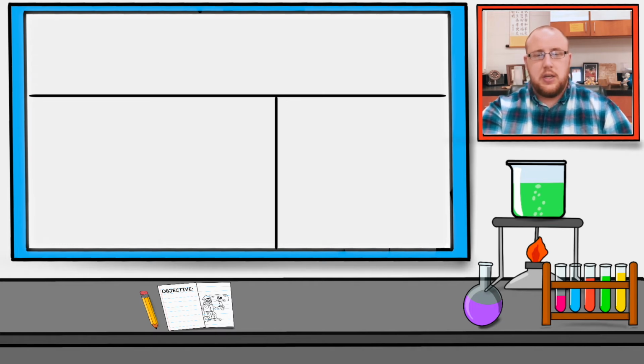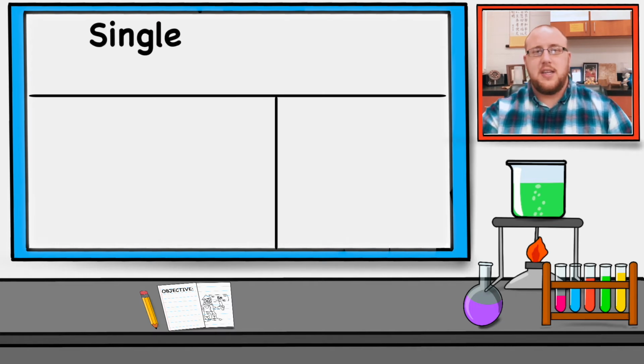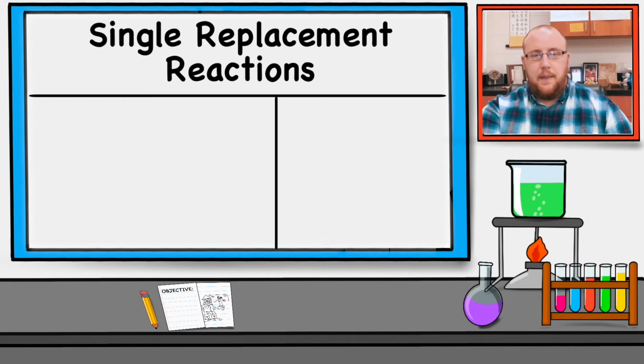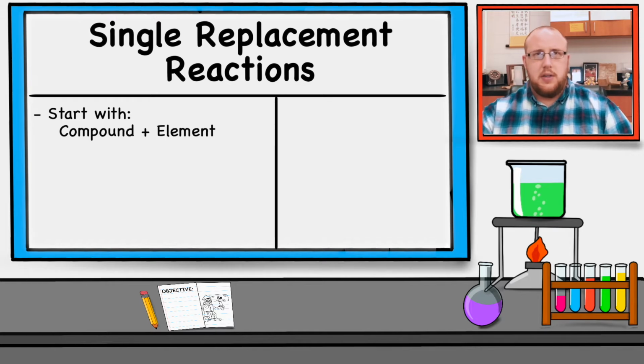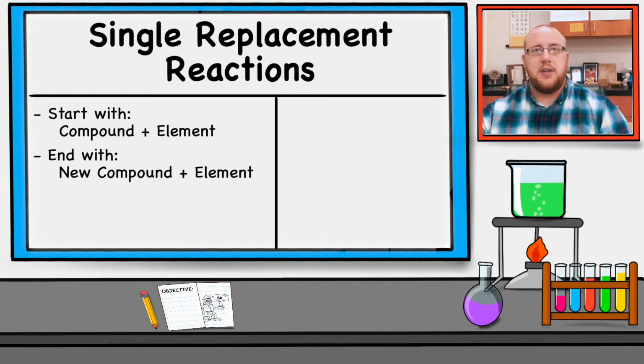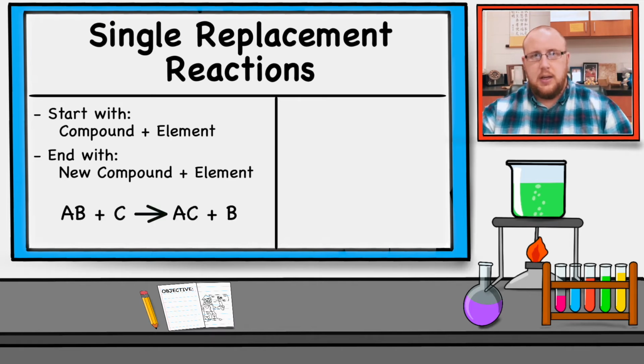Our third type of reaction is where things get a little bit more complicated. This is our single replacement reaction. In single replacement reactions, we start with a compound and an individual element. So before this, we were just starting with one element. Now we've got a compound and an individual element on the reactant side. Our overall product is going to be a new compound and a new singular element using these same elements from the reactant side. So a generic formula for this would be AB plus C yields AC plus B.